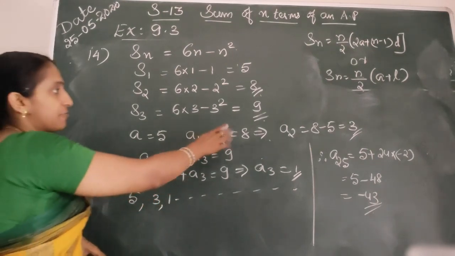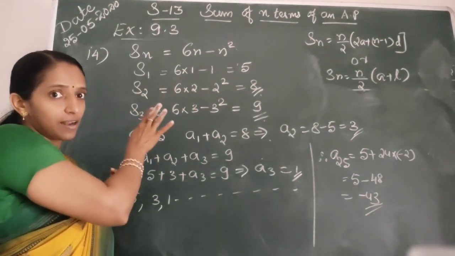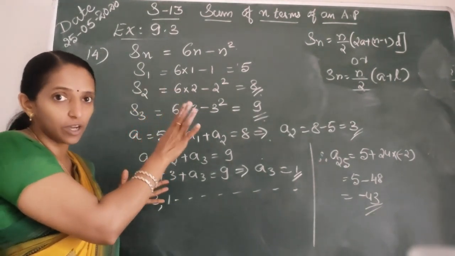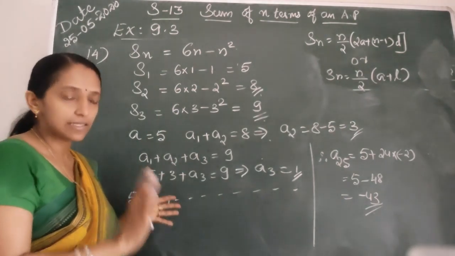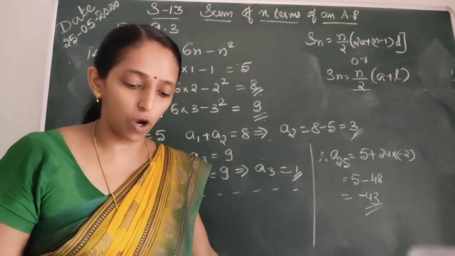You got the difference of S and A. S is the sum, A1, A2, A3 are our terms given in the sequence. Okay. Now we are going to solve.